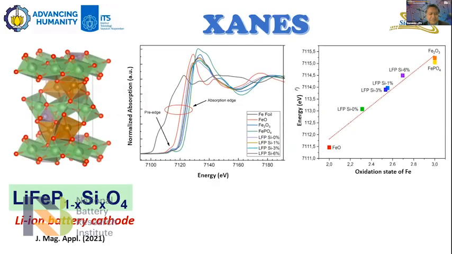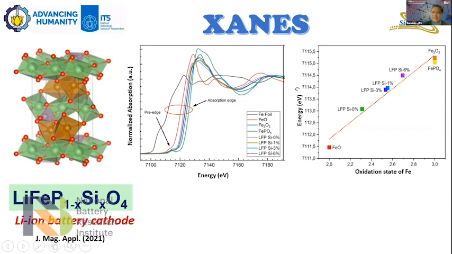Okay, let's start with the lithium ion battery cathode. It is probably an interesting material for Professor Evi and NBRI. Here, the student tried to substitute some of the phosphorus in lithium iron phosphate using silicon. Of course, you can try to substitute with germanium, but we have not conducted that type of dopant yet.